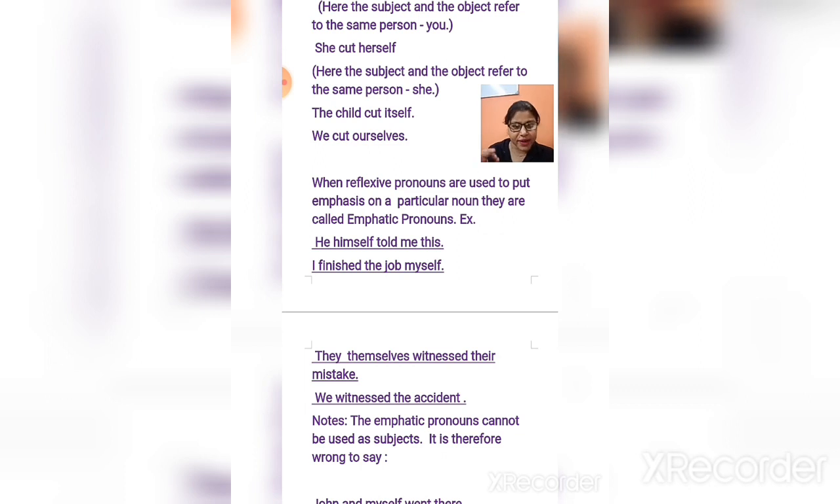When a reflexive pronoun is used to put emphasis on a particular noun, and it is not referring back to the same person, then only it is called an emphatic pronoun. Example: He himself told me this. Here the emphasis is given on the particular noun, he.